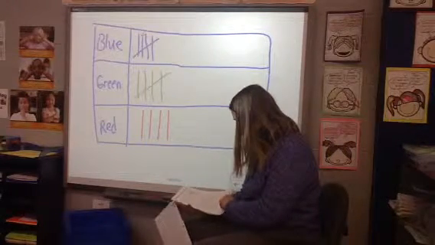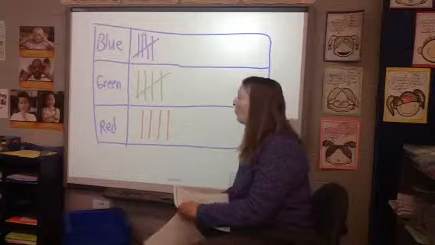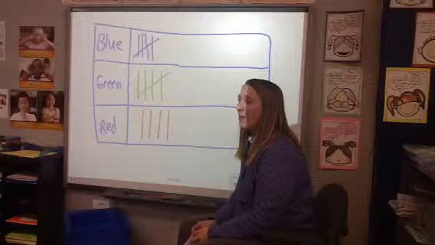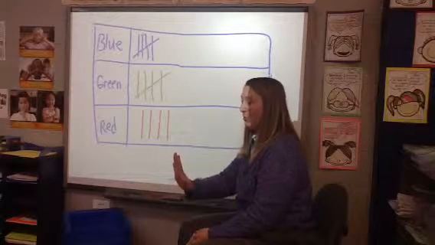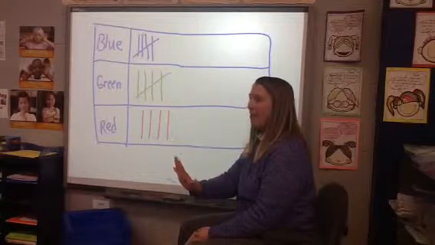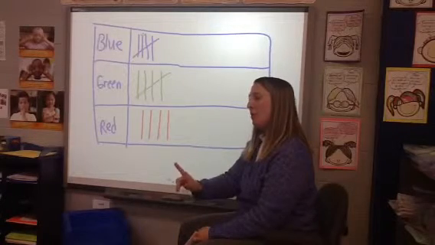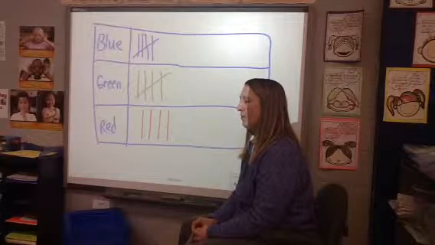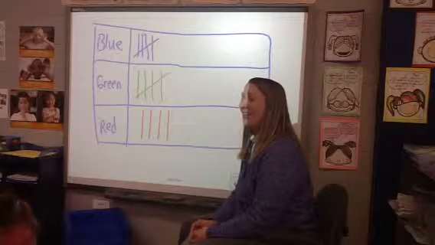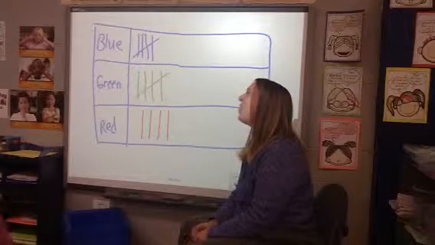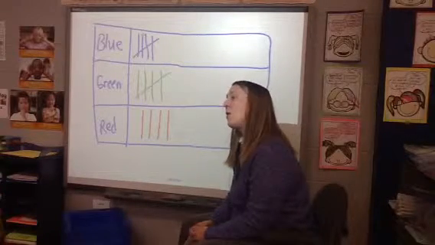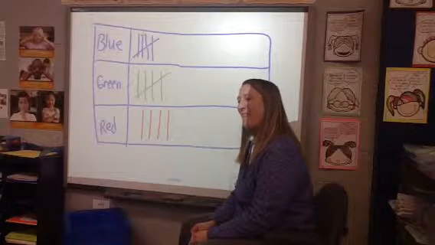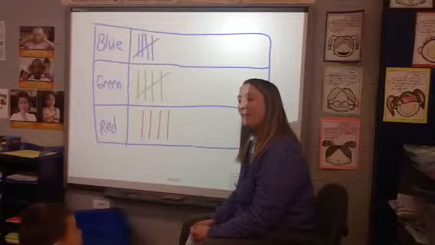Okay. Which color was liked the least? Don't shout, don't shout. Think about it. Think about the word least. Which color was liked the least? Turn and whisper to your partner. Okay, now tell me. Red. Which color was liked the most? Whisper. Okay, tell me. Green and blue.